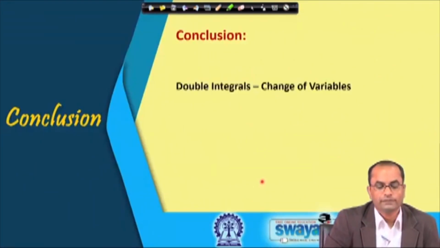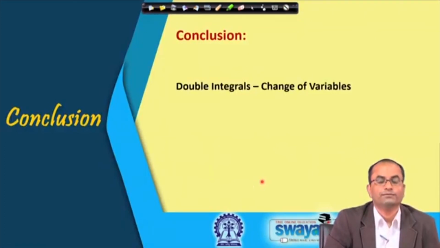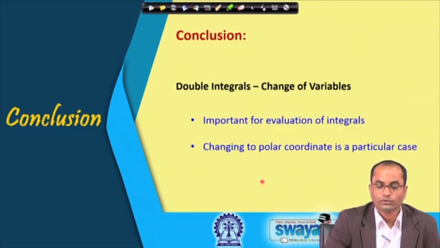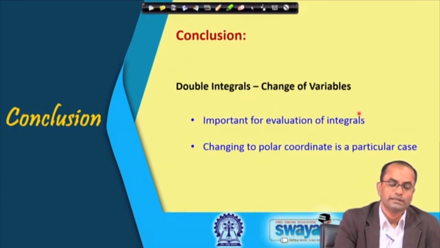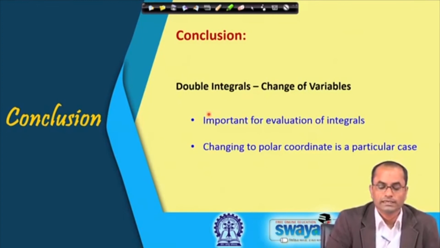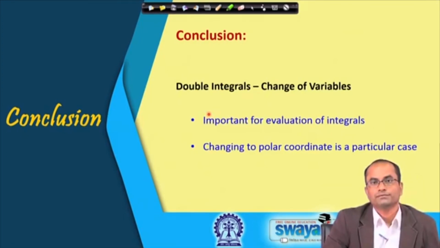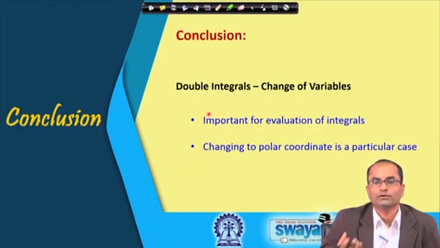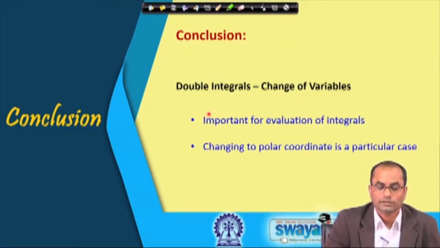So, what we have seen now is that change of variables is another important aspect of evaluation of double integrals, and changing to polar coordinates was a particular case, but we have seen other cases as well, where substituting different variables makes the domain of the integral easier and also the integrand easier.